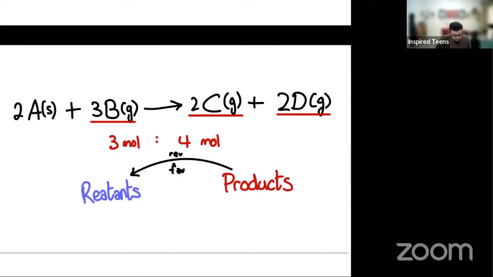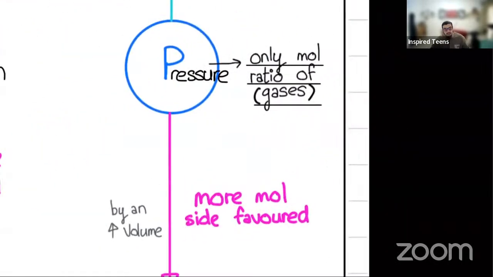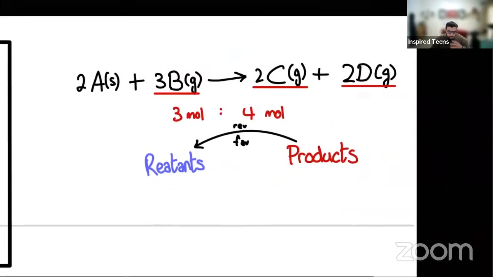Reverse favored. Okay, let's have a look at a decrease in pressure, by an increase in volume. So how do you decrease pressure? Maybe you have a closed container and you expand it. You make it bigger. So you increase the volume, that would decrease the pressure. Remember, only consider the molar ratios of gases. So when you decrease pressure by increasing volume, the more mole side is favored. We've determined the moles here, and remember, only consider gases. Because the right-hand side has more moles, we would favor the right-hand side, which is the products. If you want to favor the products, you favor the forward. Favor the forward.